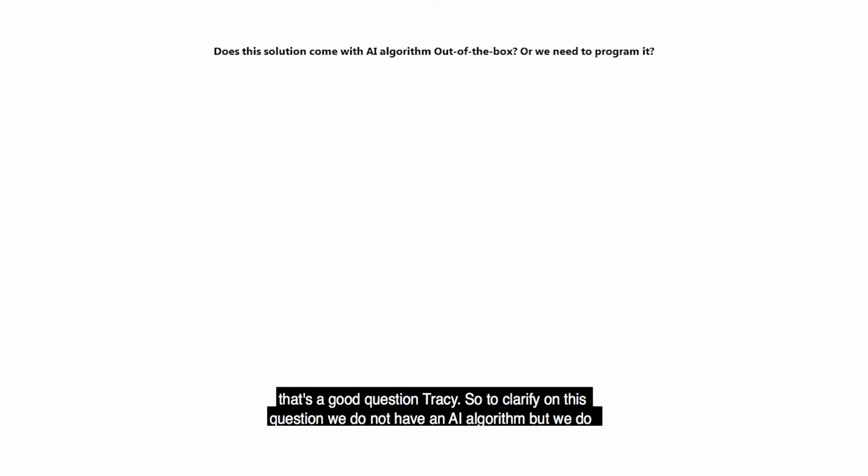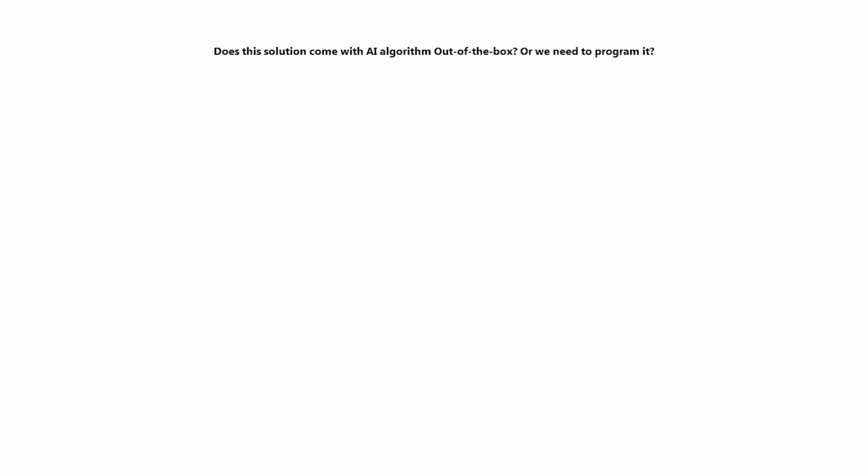That's a good question, Tracy. To clarify on this question, we do not have an AI algorithm, but we do have a machine learning algorithm that is out of the box, and you will not need to program it. Such an algorithm, if you go into the finer details, can be ordering points to identify the clustering structure, otherwise known as the OPTICS algorithm, for the machine learning aspect of it. Yeah, and that will be the answer. Thank you for the question.